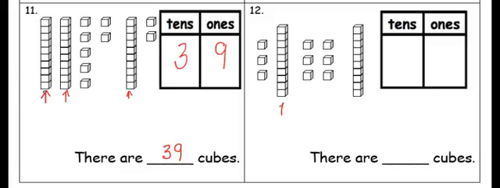And over here, same idea. I'm looking for my tens. So I have 1 here and 1 here. That means I have 2 tens. Looking at the cubes, I have 9 cubes. And so I have 29 cubes in all. 2 groups of 10 and 9 more ones.